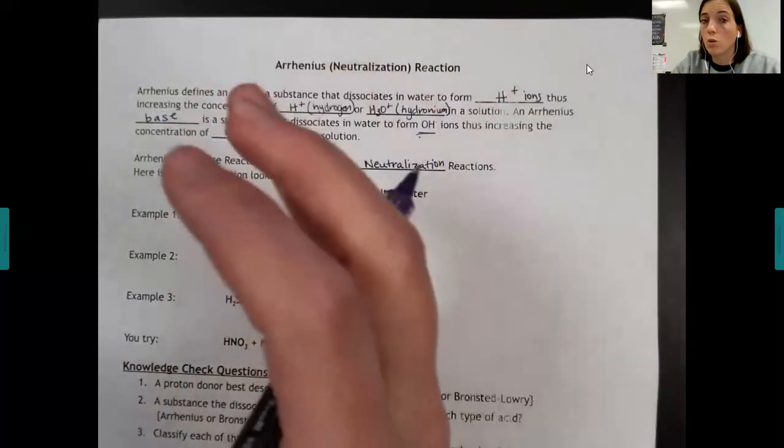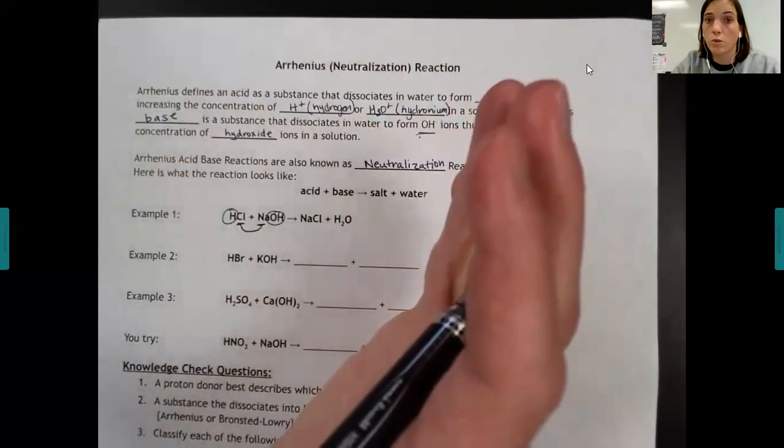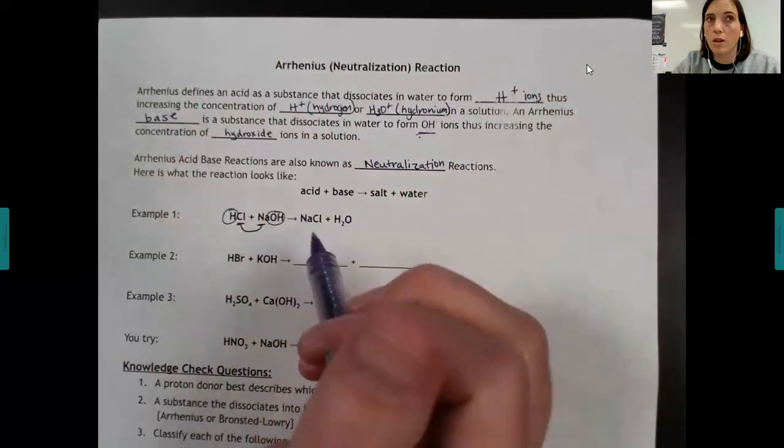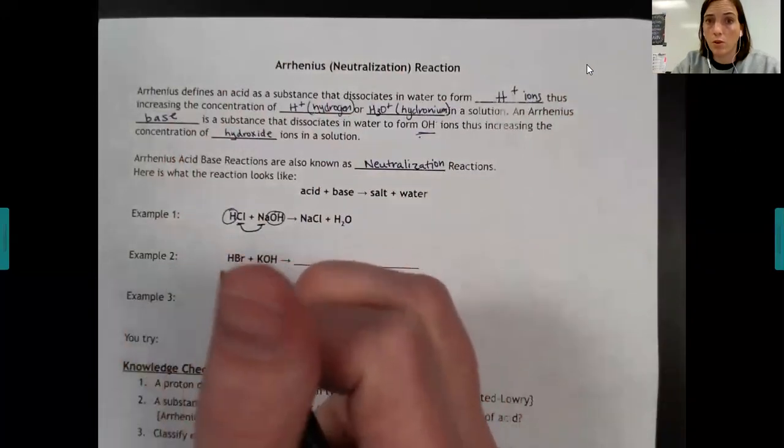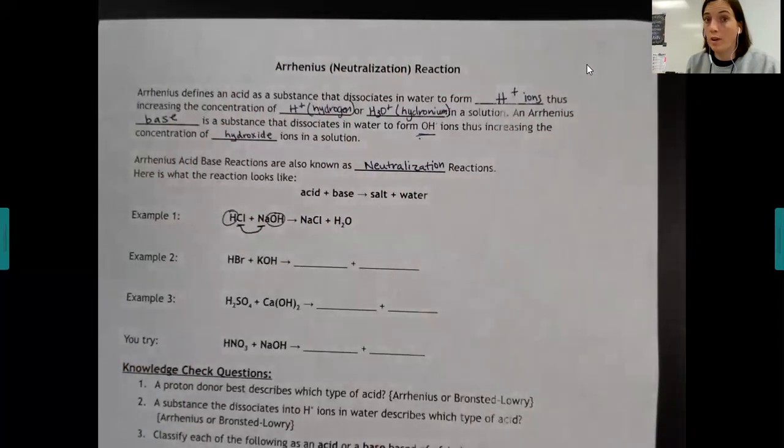It is neutral, so it no longer poses a danger to you. All right, that's what it means by neutralization. You take an acid with a low pH and a base with a higher pH, and when you put them together, it kind of averages out and makes a neutral compound.